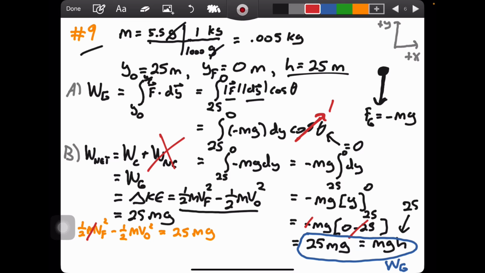A mass is in each term. Also, I can get rid of the 1/2 by multiplying each term by 2. So I can have v final squared minus v initial squared is equal to 50g. I can isolate for v final, which I want to because that's what I want to solve for.